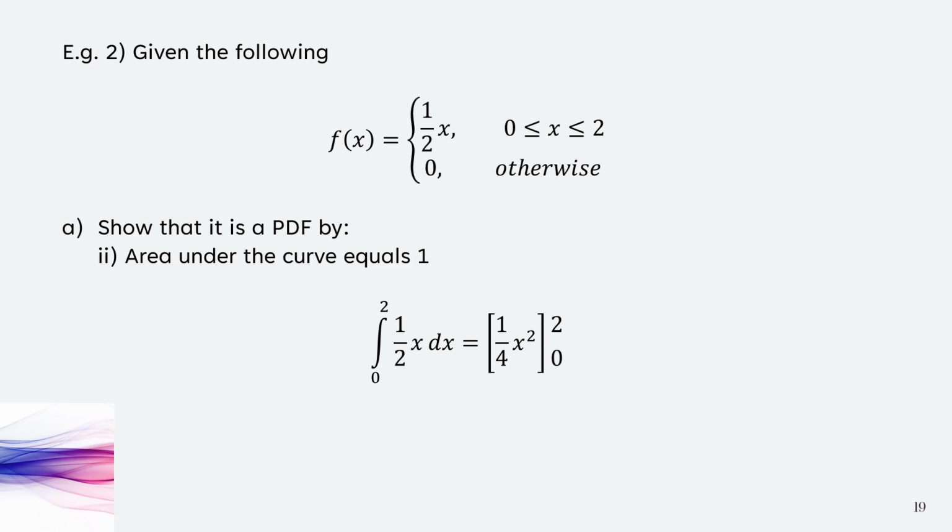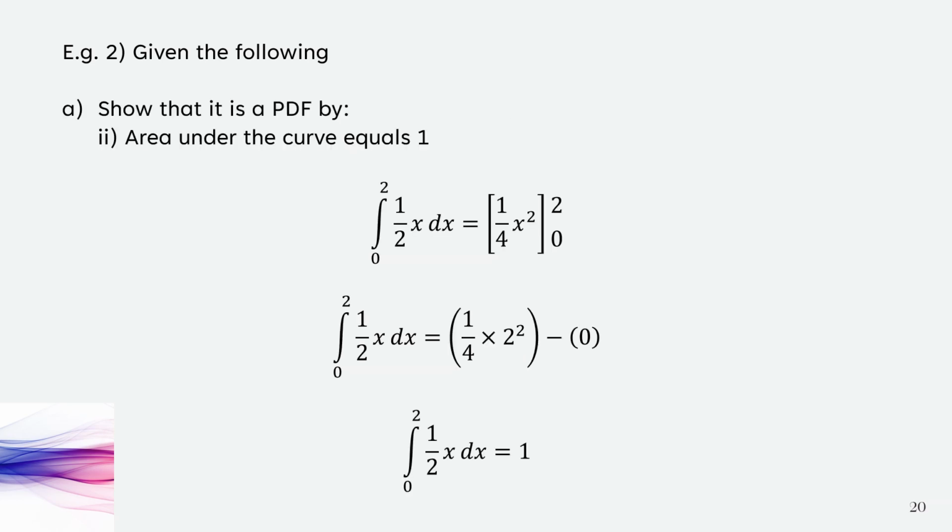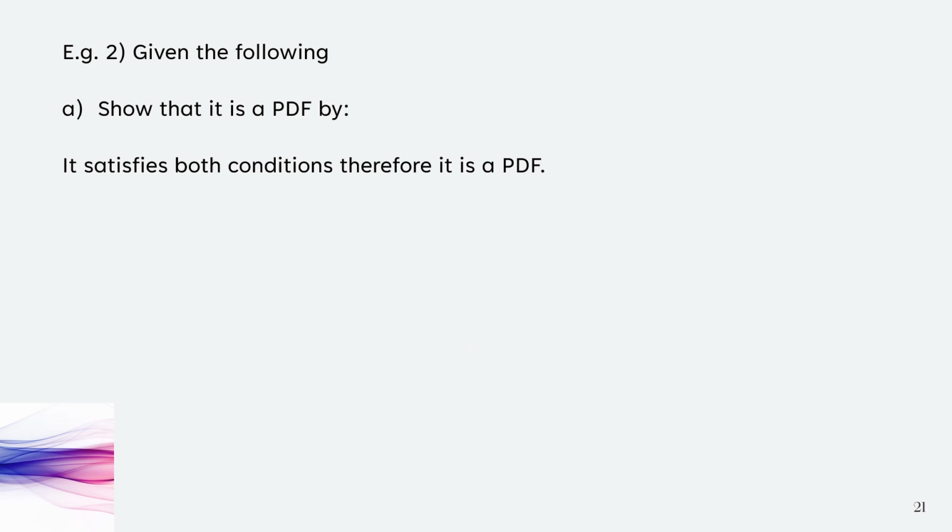The area under the curve must equal 1, so we integrate a half x between 0 and 2, and you get a quarter x squared between 0 and 2. Subbing 2 and 0 in, you get a quarter of 2 squared, which is 1, and so therefore it is a PDF. So it satisfies both conditions, which is what we need to prove.